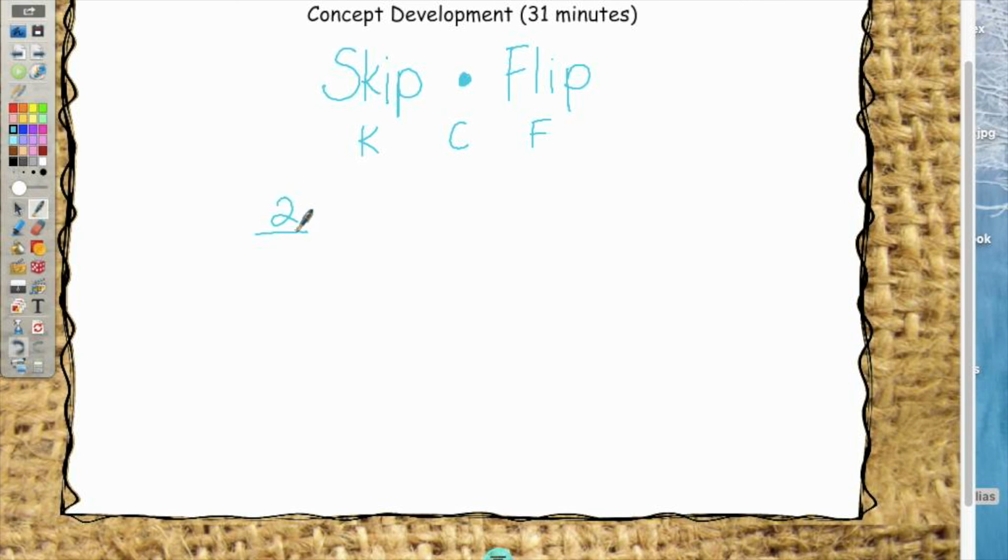Okay, so I'm going to do 2 fractions. I'm going to do 2/5 divided by 2/3 equals. Okay? So, Samaja, what does the skip mean? Keep the 2/5. Don't change it. What does the dot mean, Nikayla? Multiply. What does the flip mean, Elizabeth? Turn 2/3 into 3/2. Okay.